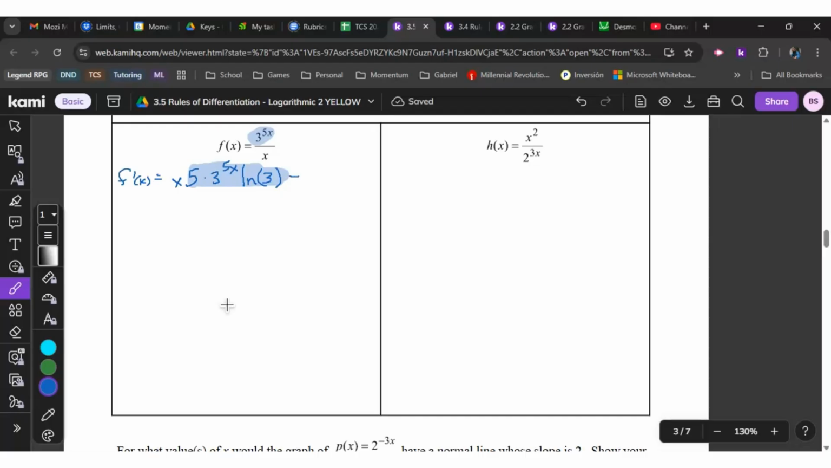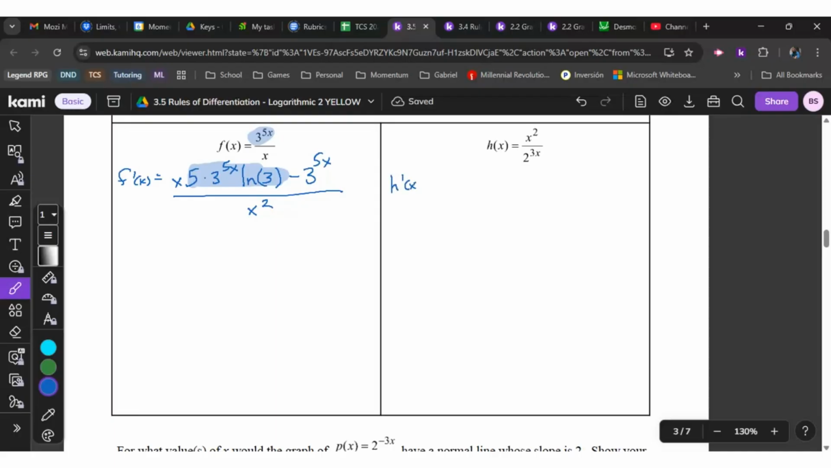Now it's minus high d low, so 3 to the 5x times the derivative of the low, which is 1, all over low squared. And that's pretty much it. We leave it like that. I'm not really sure there's anything super helpful to do there. I think I would leave it like that. You could technically do some stuff, but I don't think any of it actually simplifies it.